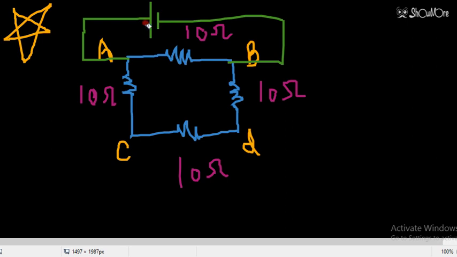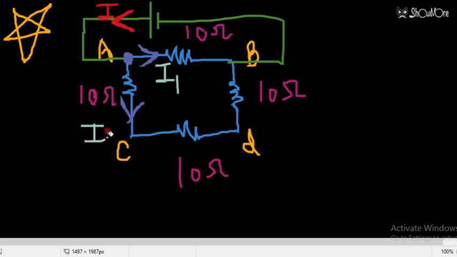Now see, current will come from the battery and reach up to point A. Let's name it as current I. It will reach up to point A. After reaching point A, some current will flow in this direction and some current will flow in the downward direction as shown in figure. Let's name the first one I1, and the current which is flowing in the downward direction, let's name it as I2.